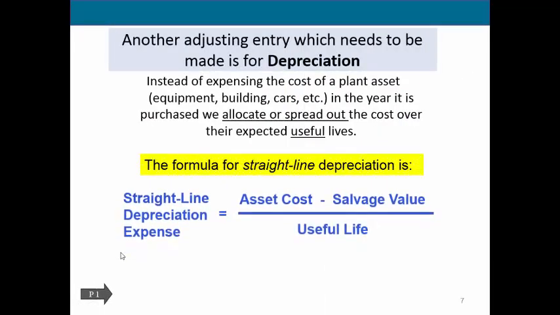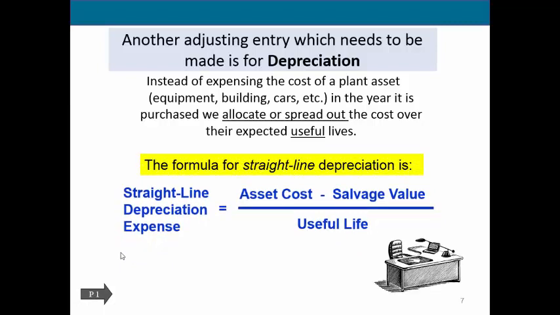Another example where we make adjusting entries would be for depreciation. We'll have a whole chapter related to depreciation, but at this point we're just going to look at straight line depreciation. What we mean by depreciation is we are recognizing the fact that if we have a car or a piece of machinery or even a piece of furniture, as time passes, the value of that item is used up, and we recognize that through the depreciation process.